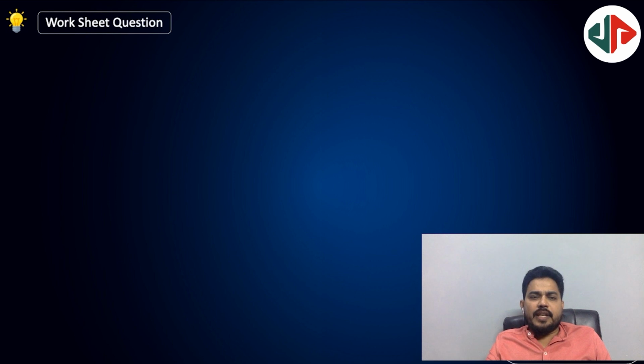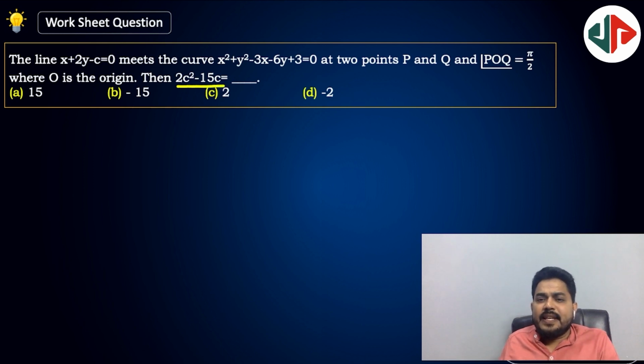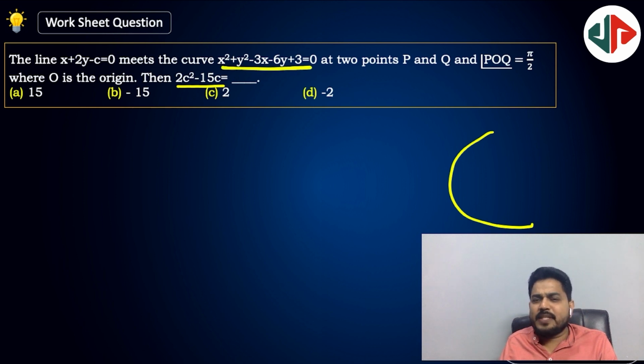Next question is, the line x plus 2y minus c is equal to 0 meets the curve at 2 points P and Q, and the angle between OP and OQ is 90 degrees. What is 2c square minus 15c? If you look carefully, this is similar to the earlier question we have done. This is the pair curve. I don't know what this one is. Seems to be it is representing a circle.